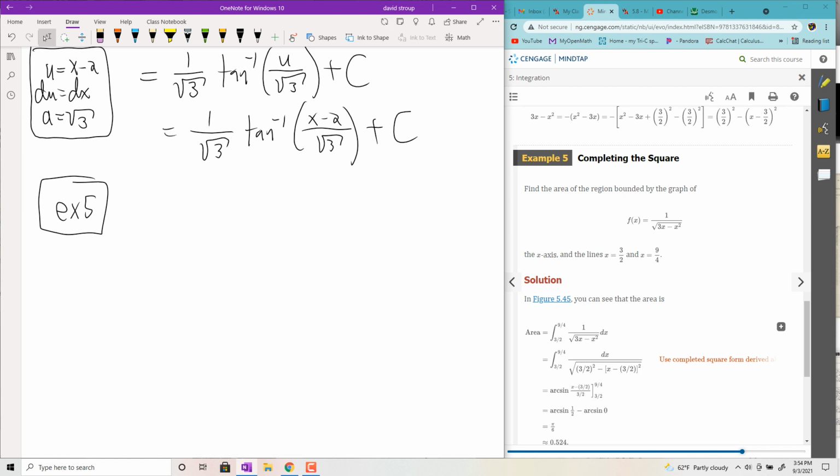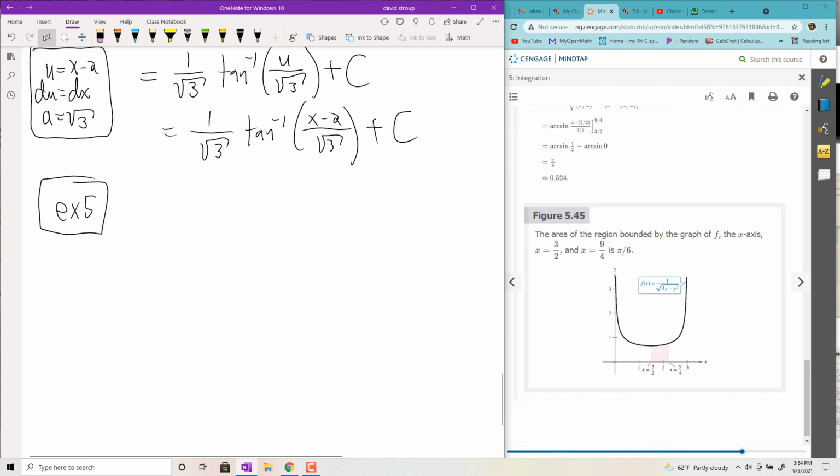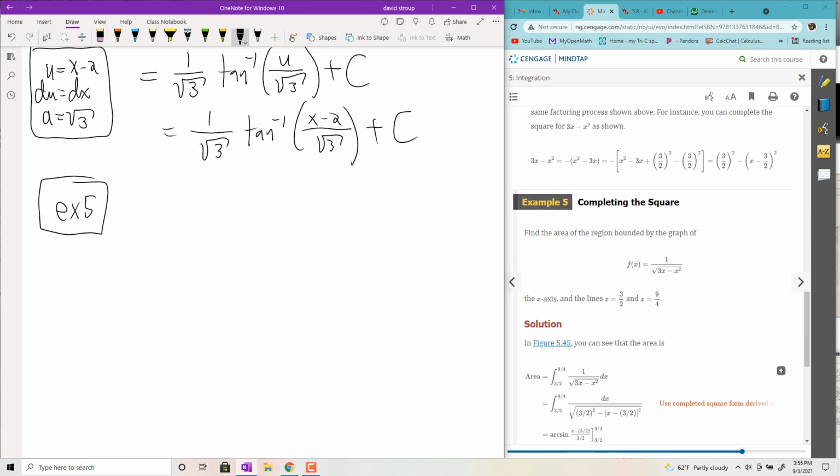So we want to find the area of the region bounded by this f of x and these two lines. They give you a picture down here. So you're integrating from 3/2 to 9/4. And our function is 1 all over the square root of 3x minus x squared dx. So it kind of looks like an inverse sine.